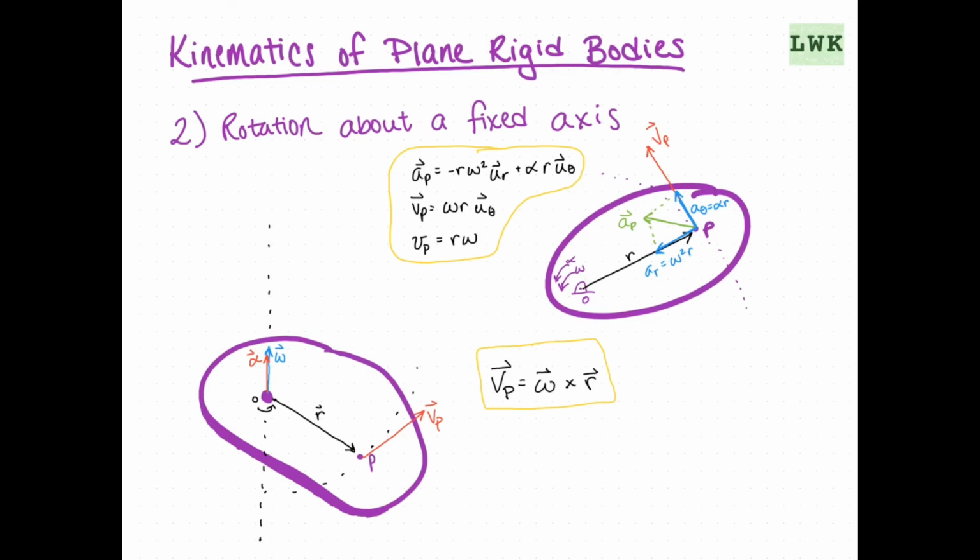And for our acceleration, we can say this will be equal to alpha cross R plus omega cross omega cross R, or we could write it a little simpler as A sub P equals alpha cross R minus omega squared R.